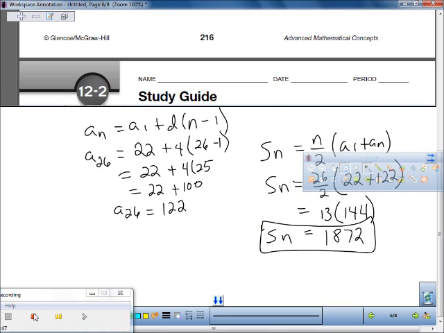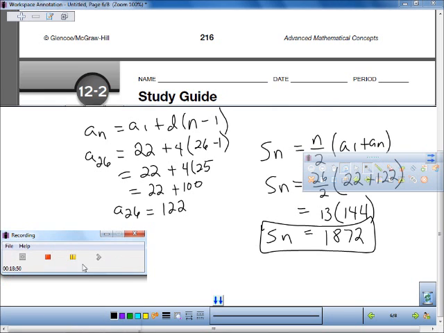Hopefully this helps you out on sequences and series for arithmetic.